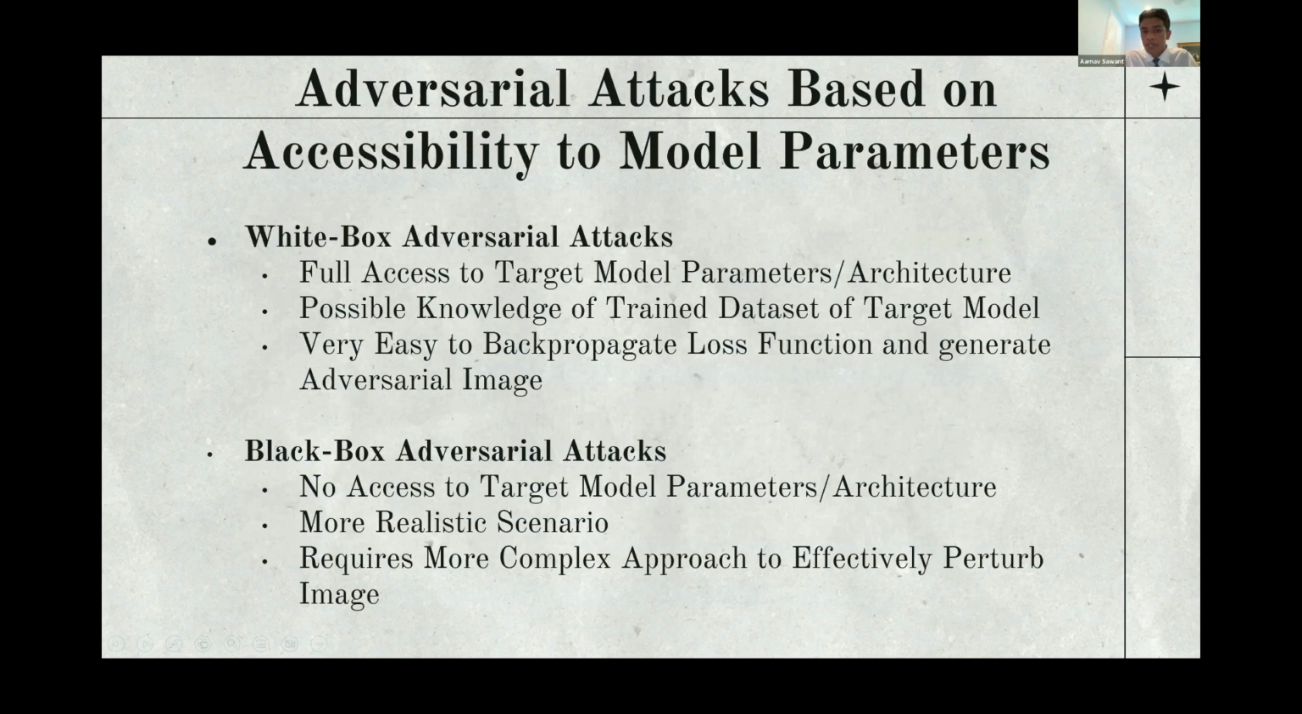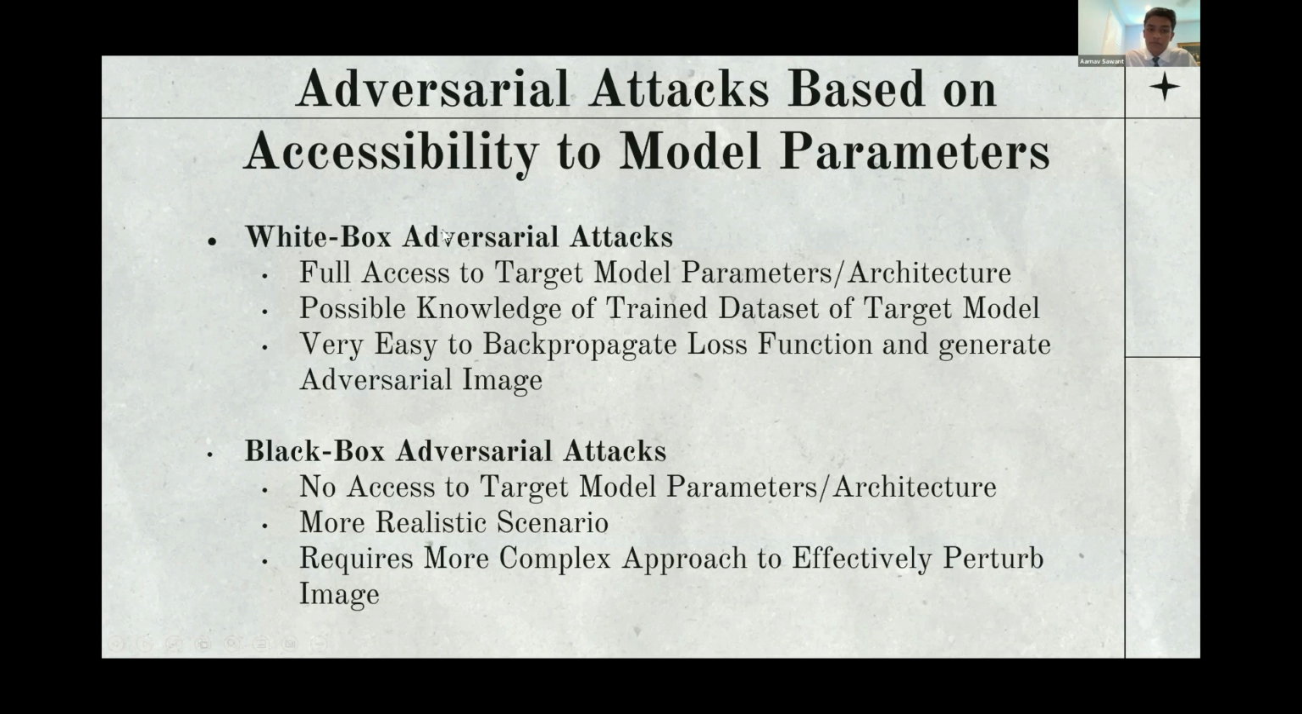So before we move on, we have to go over some terminology when it comes to adversarial attacks, specifically based on the accessibility to model parameters. There are two main kinds of adversarial attacks. The first one is a white box adversarial attack. In this situation, the attacker has full access to the target model parameters and the architecture of the model. He also might have some possible knowledge of the training data set of the target model. This situation is very unrealistic in real life because it's not very practical for an attacker to have all the weights of a target model.